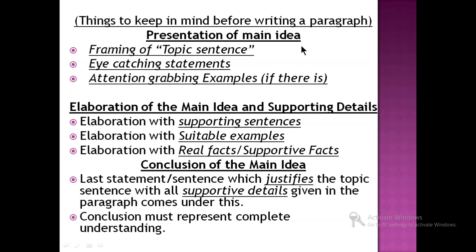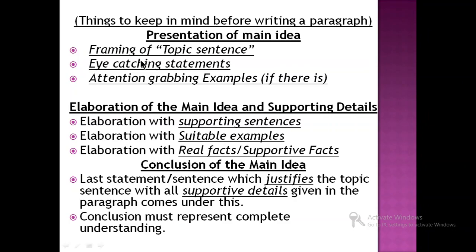Whenever you are writing a paragraph, it is very important to put forth the idea, highlighted to the audience. The audience means the reader. This is very much necessary. So it is very important to frame an appropriate sentence which can highlight the topic to the readers, which can make the topic very clear in the readers' eyes.